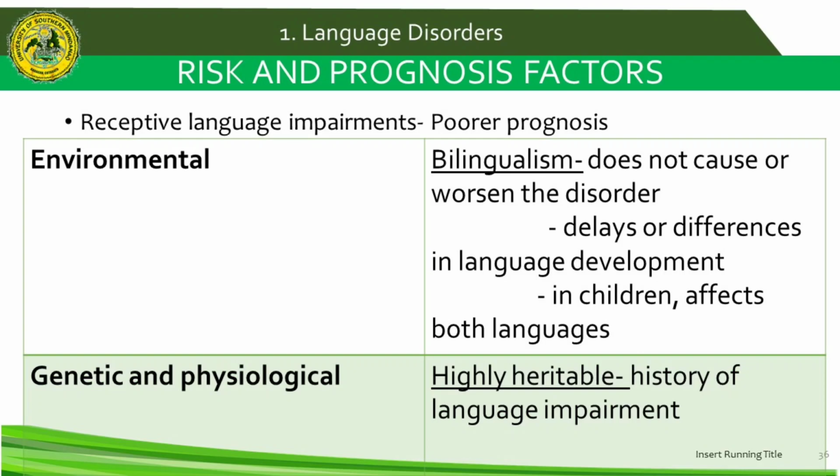Para naman sa risk and prognosis factors. So children with receptive language impairments have a poorer prognosis than those with predominantly expressive impairments. So receptive language impairments are more resistant to treatment, and difficulties with reading comprehension are frequently seen. For the environmental factor, bilingualism does not cause or worsen a language disorder, but children who are bilingual may demonstrate delays or differences in language development.